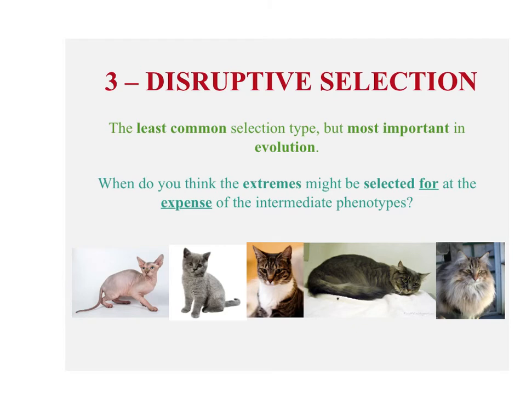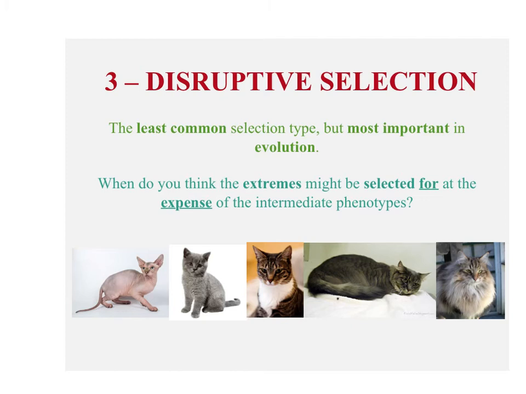And the final type of selection is disruptive. This is really quite uncommon in a species, but it's quite important in evolution. So when is there an example? You're welcome to think about it in terms of cats. I love cats, that's why I've got loads of pictures of them, but you might also want to choose some other organisms that show a lot of variation.